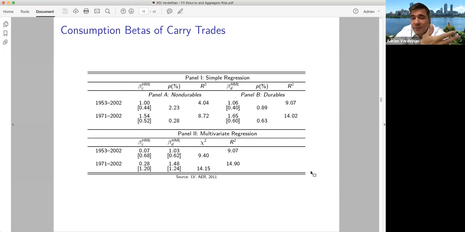If you invest in low interest rate currencies, so you borrow in the US and you tend to invest in currencies like the Japanese yen or the Swiss franc, on average, you lose money. Why do you lose money? Because in bad times, you're going to make money. Those low interest rate currencies are going to appreciate. Okay, so the basic, really consumption-based asset pricing is not such a bad starting point, but we can go much further than that.